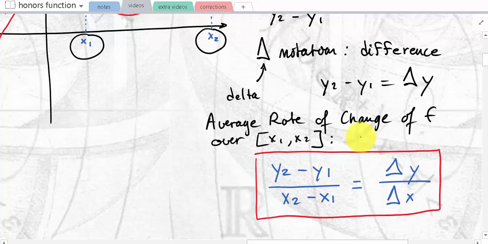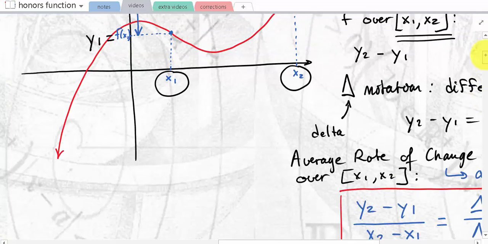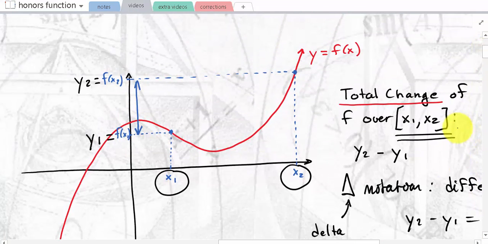I sometimes use the acronym ARC, average rate of change. I don't believe this is used in math in general, but I found it shorter. So ARC, average rate of change. This ratio has a very clear geometrical meaning. y2 minus y1 over x2 minus x1 is just the slope of the line going through the points (x1, y1) and (x2, y2). It's the slope of this line right here.